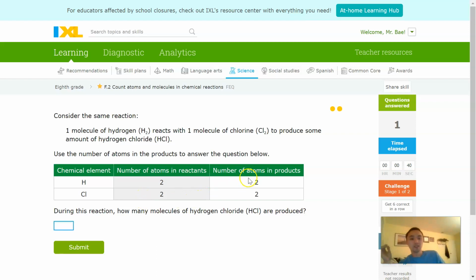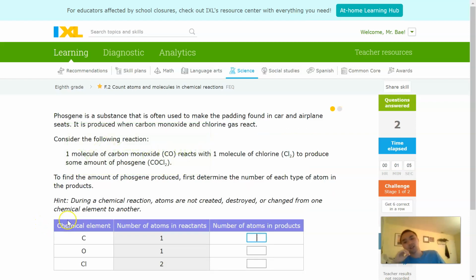Next one, it's asking how many molecules of hydrogen chloride are produced. The answer will look like 2, but let me just clear it up. You have 2 H's in the number of atoms. You need 1 H to make a molecule of hydrogen chloride. So 2 H's divided by 1 H needed will get you the answer of 2. So 2 over 1, 2, and that'll be your answer right there.